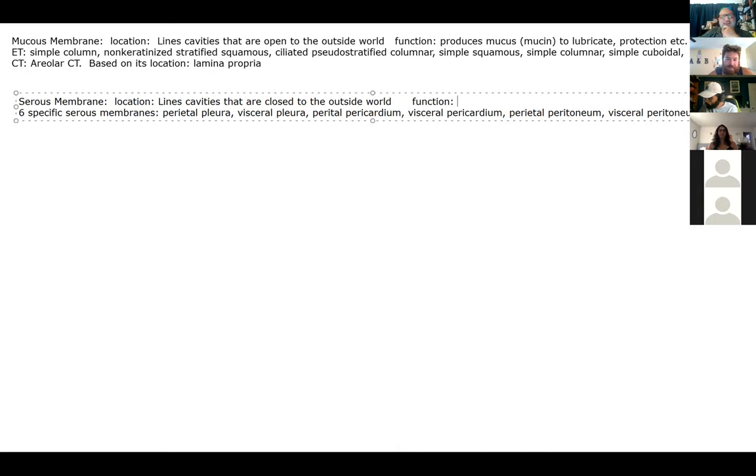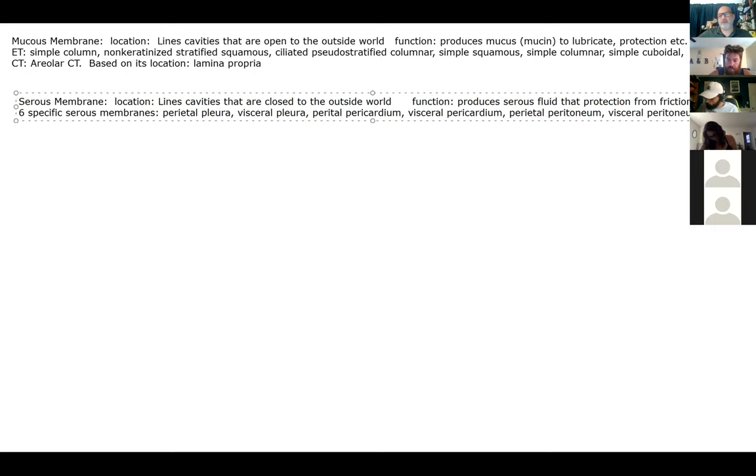So what is the function of our serous membranes? Protection. Absolutely. How? What kind of protection? Yeah, you were saying it. Go ahead. You broke up. Like from friction. There you go. Protection from friction. And of course, how does it protect us from friction? With the fluids. What kind of fluid? Serous fluid. The same way mucous membranes produce mucus, serous membranes produce serous fluid. And that serous fluid protects us from friction, reduces the wear and tear on the movement of these organs.